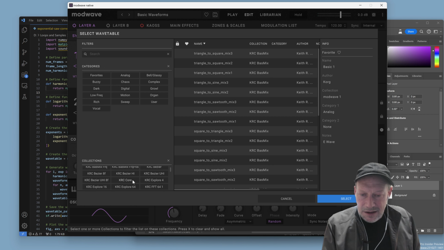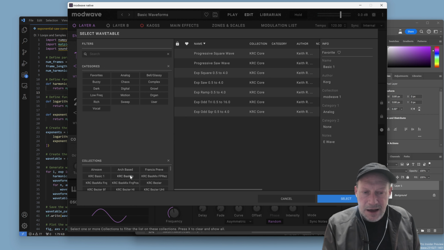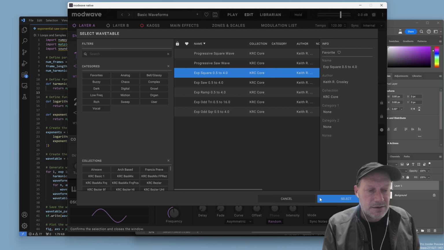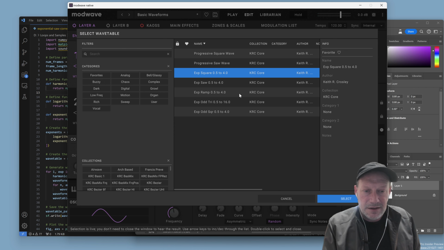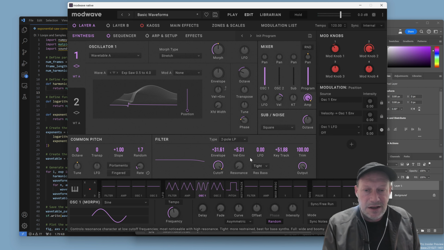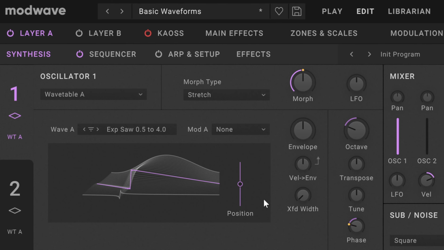Let's see, they're in KRC Core. Whoops, get rid of that one. Let's do the exponential square. Oh no, I wanted the exponential saw, sorry. We're talking about sawtooth waves here, Keith. So you see that in this wavetable, at the 50% position, we've got the true sawtooth wave. And then as n decreases, we get these waveforms.